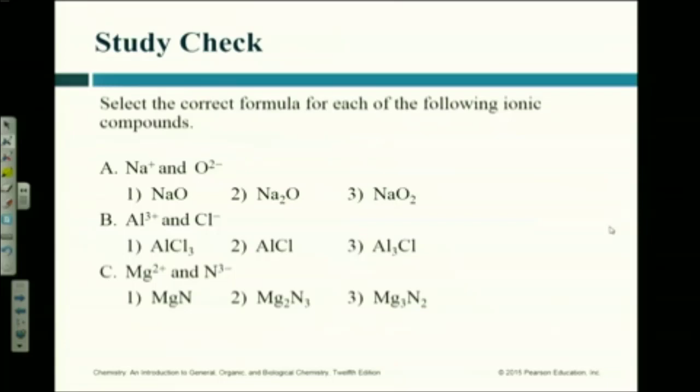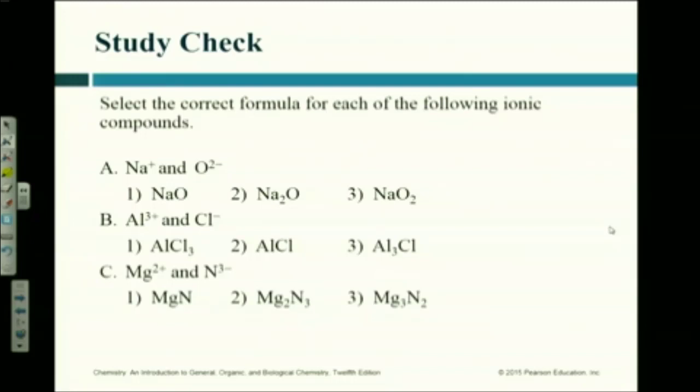All right, this is what we did last time. We started talking about ionic compounds, and we talked about how to write the formula for an ionic compound. Step 1: how do you recognize if you have an ionic compound? How do you know that all 3 of these are ionic compounds?